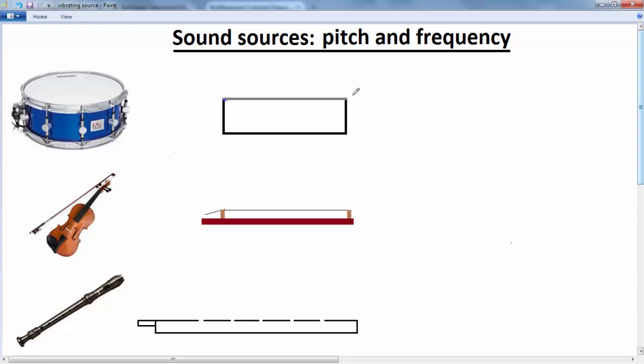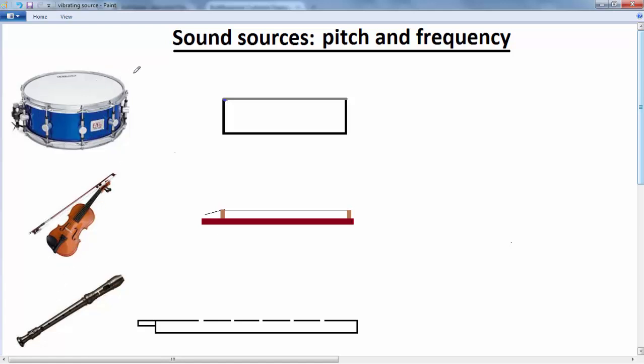Now in this lesson we're going to look at what we mean by pitch and frequency. Now we've said earlier that in order to produce a sound we require some kind of vibrating source. So for example here we have three instruments and these instruments all vibrate in some way or the other in order to produce a sound.